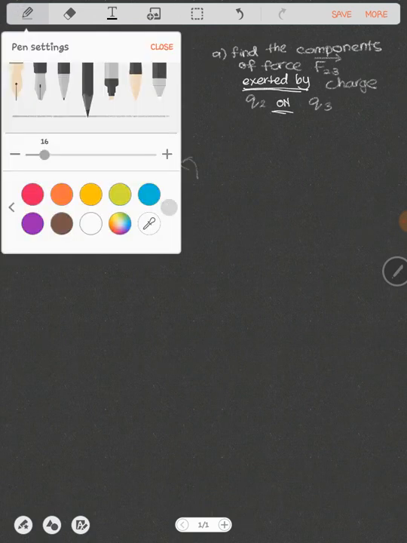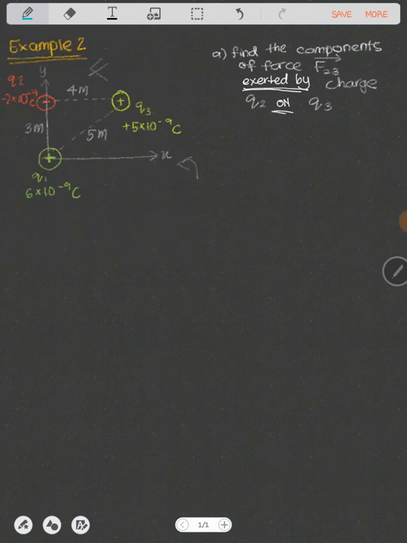So which force does it mean by the question? So force that is being exerted by charge number 2. Okay, force that is being exerted by charge number 2 on 3. So disebabkan oleh charge 2 ni, charge 3 ni akan tertarik ke sini. So this is we name it as F23. This is the vector, okay?